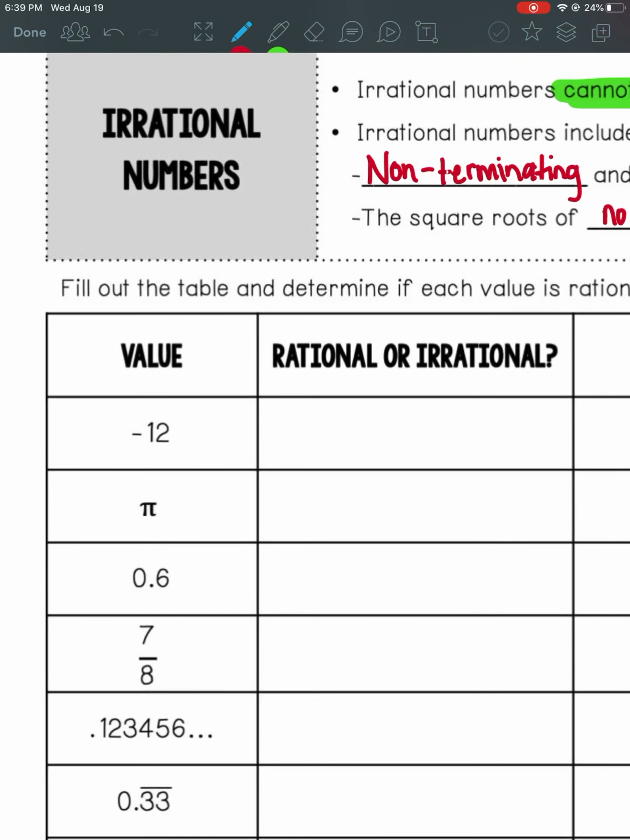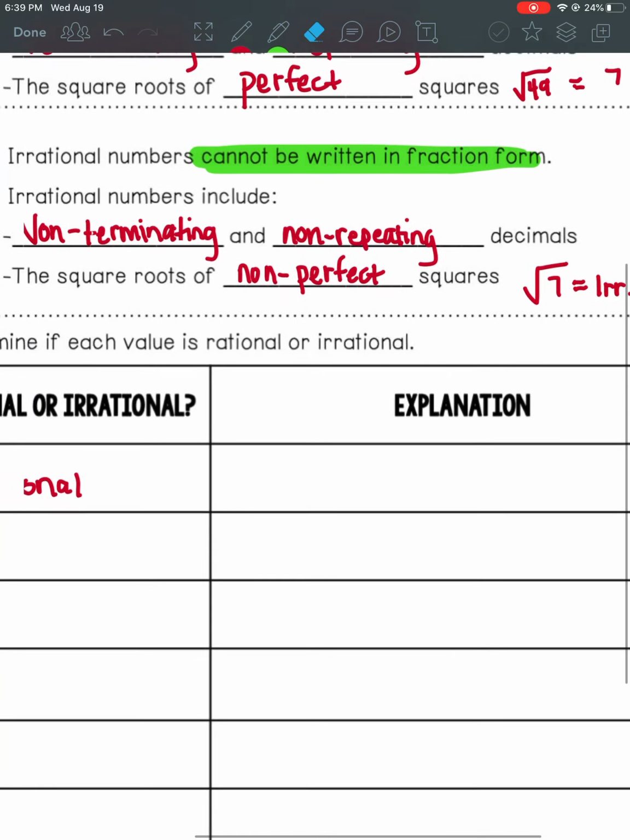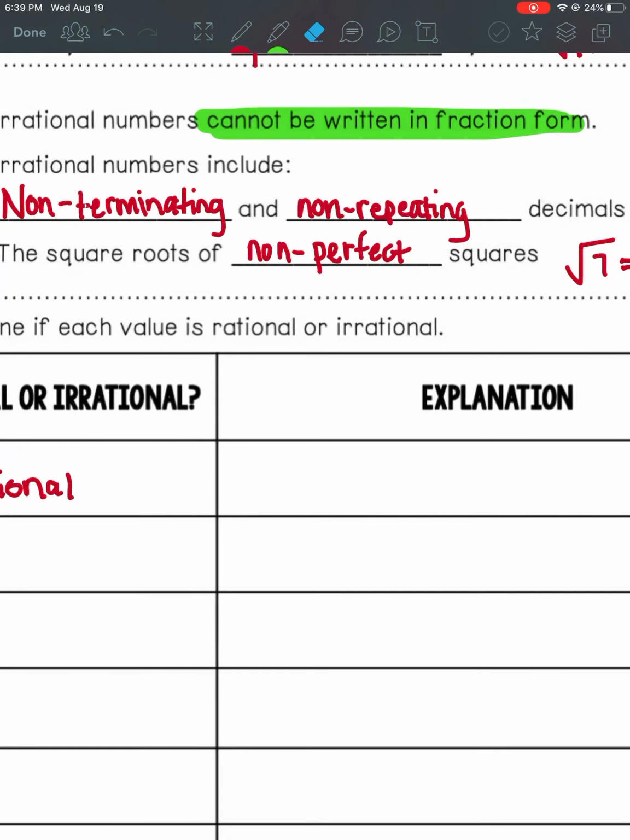Okay, so let's look at some examples. -12: always ask yourself, can you write it as a fraction? So -12/1, it works. So this is a rational number. All right, when we do our explanations over here, the reason for that is that it can be written as a fraction.